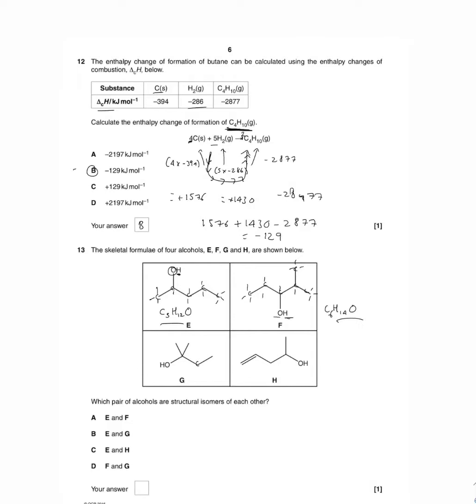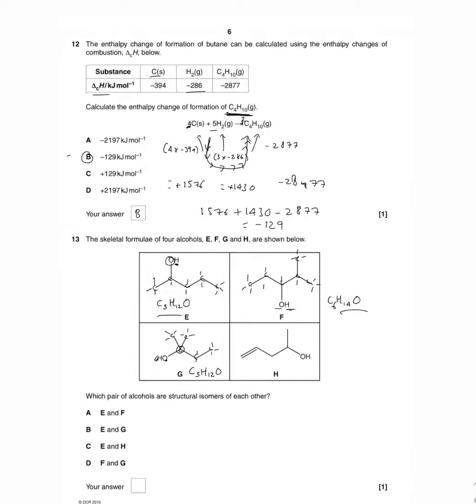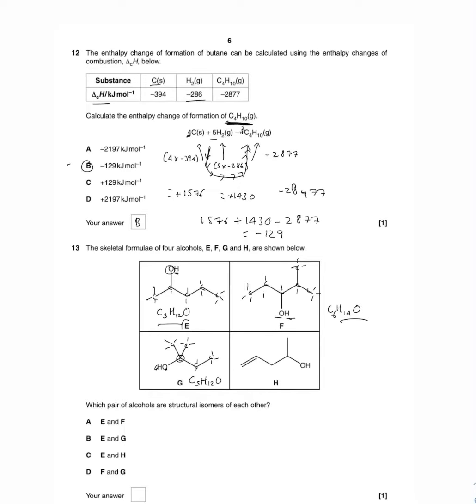G is 1, 2, 3, 4, 5. You have C5. H's are 1, 2, 3, 4, 5, 6, 7, 8, 9, 10, 11, 12. Because this carbon already has 4 bonds. And so H12. And the oxygens are 1, O. So you can easily see that E and G over here would be the answer. E and G, it would be B.